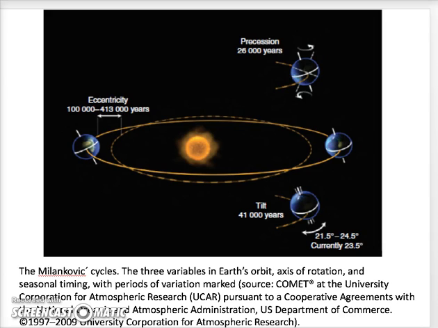Around 10,000 years ago, the Earth was closest to the Sun in July. Summers in the Northern Hemisphere were warmer than now. In 10,500 years' time, perihelion will again be in July, making northern summers warmer, especially in the subtropics.